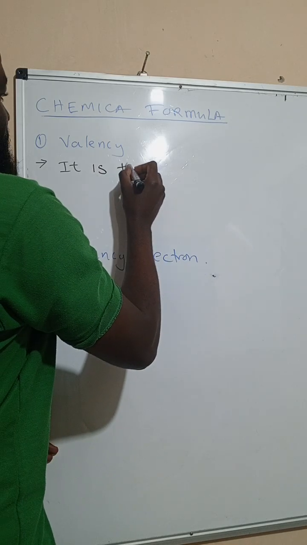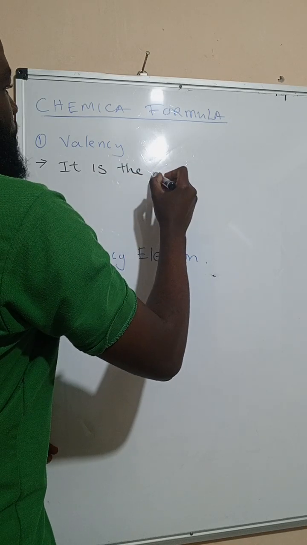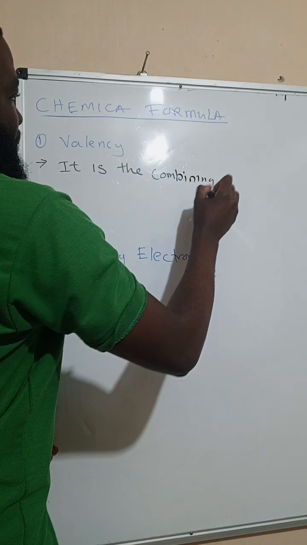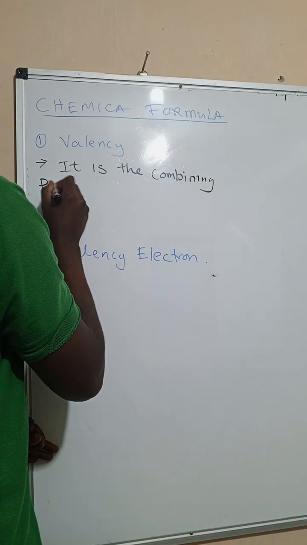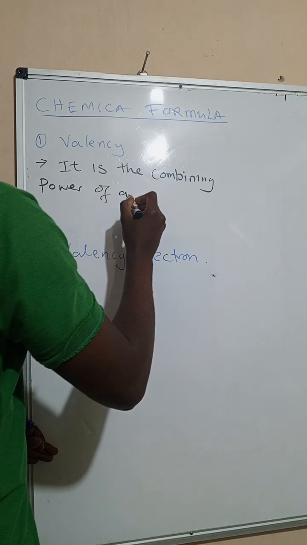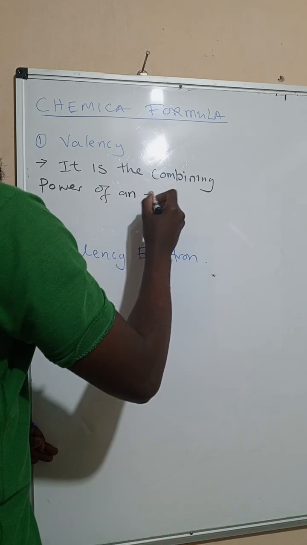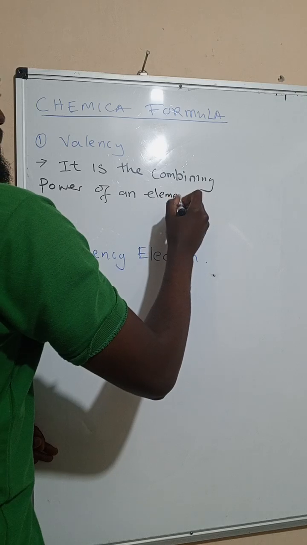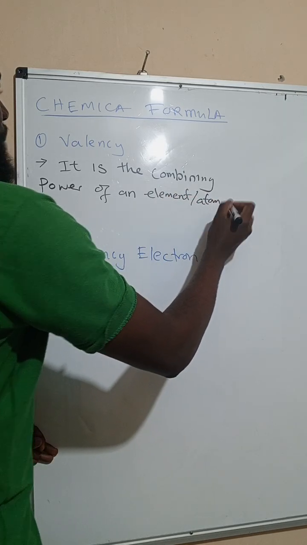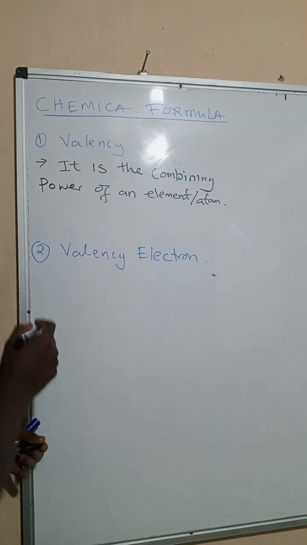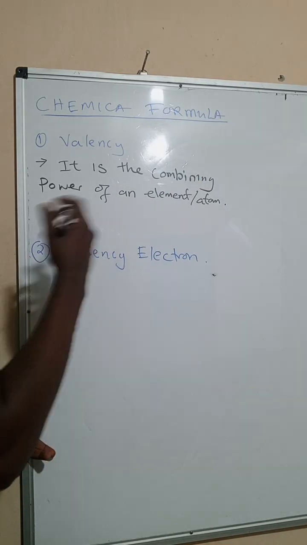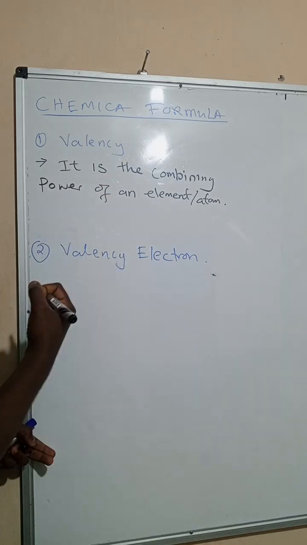Valency is the combining power of an element. You can say element or atom. It's the combining power of an atom. What do I mean when I say combining power? I mean the combining capacity.